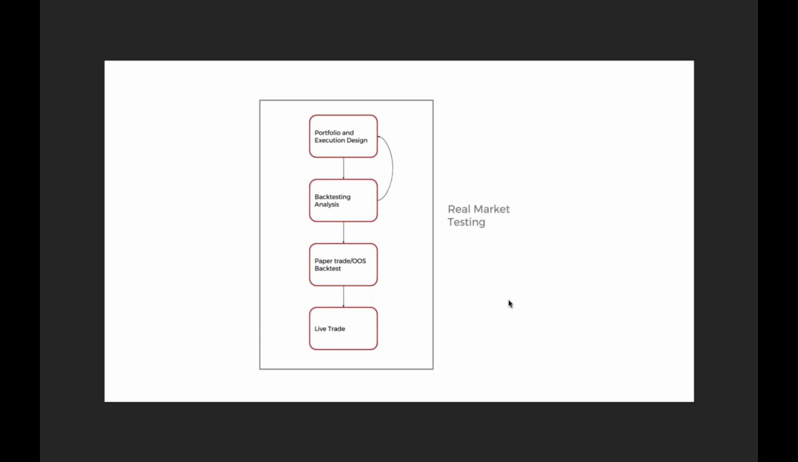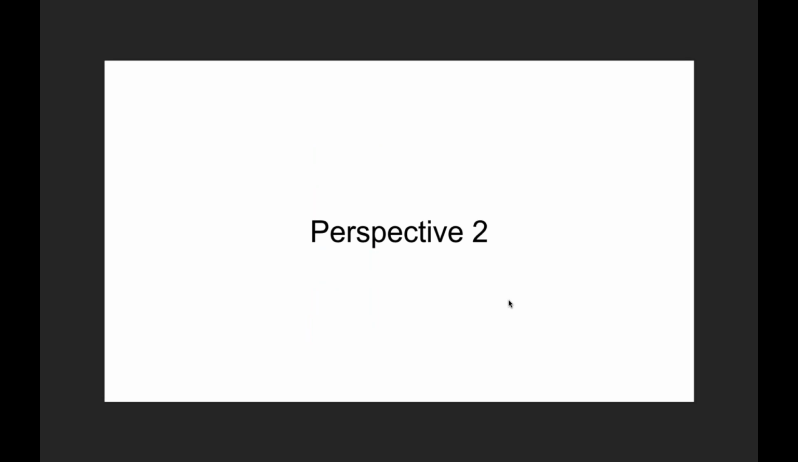And I want to flip the perspective now because I think this is really important to go over. So this is perspective 2 of 3.